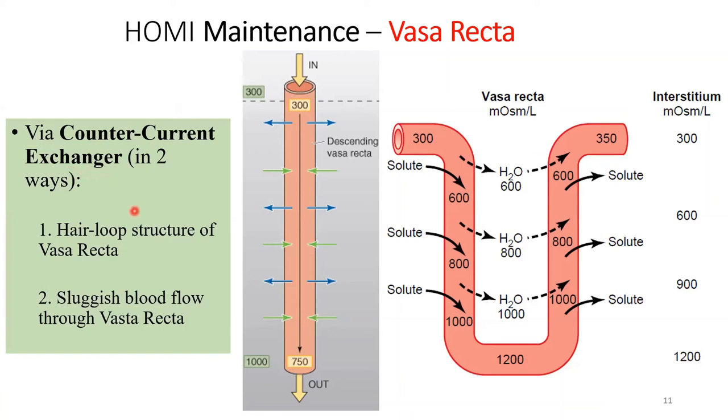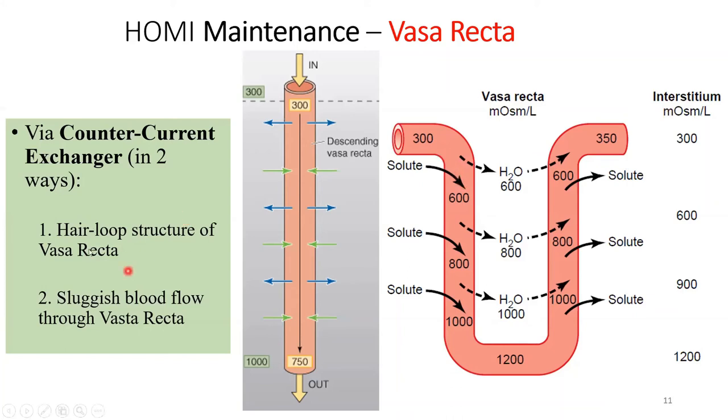Now there are two mechanisms by which the vasa recta saves the day. There are two mechanisms by which the vasa recta helps the HOMI do its job. One is, it is just like the loop of Henle, it is a looped structure. It's not a straight tube. It is a loop. The only difference is the flow of blood is opposite to the flow of tubular fluid.